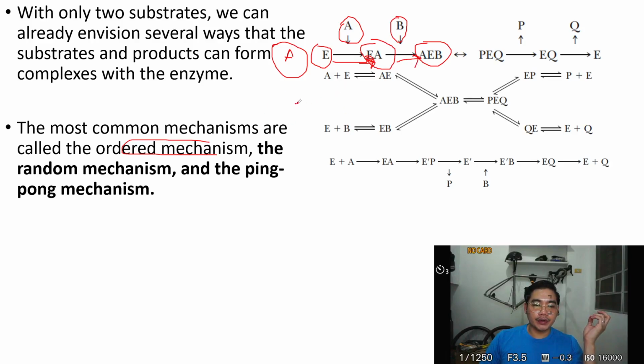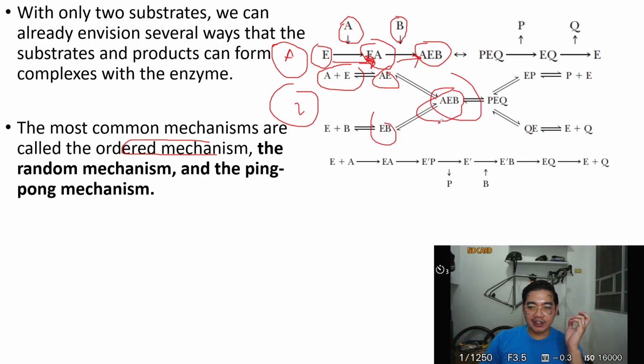Then we have your random. So A plus E, AE can bind to B. EB can bind to A directly to form AEB. So whenever you see many reversible arrows, that's already random, okay?